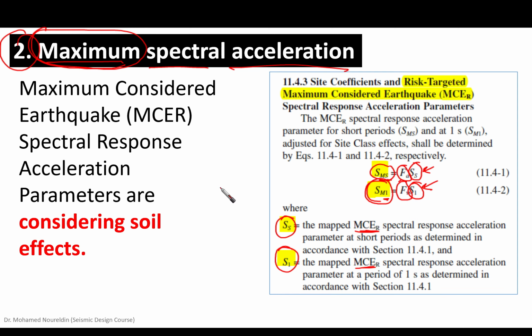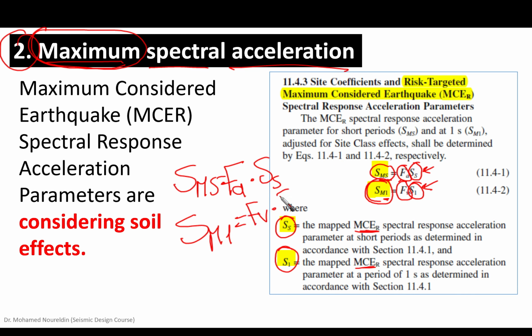So this means that our SMS, S_M for short periods, would equal FA from the previous table times S_S. That's it. And for S_M1, the maximum for 1 second, it equals FV times S_1. That's it. This is the maximum spectral acceleration.